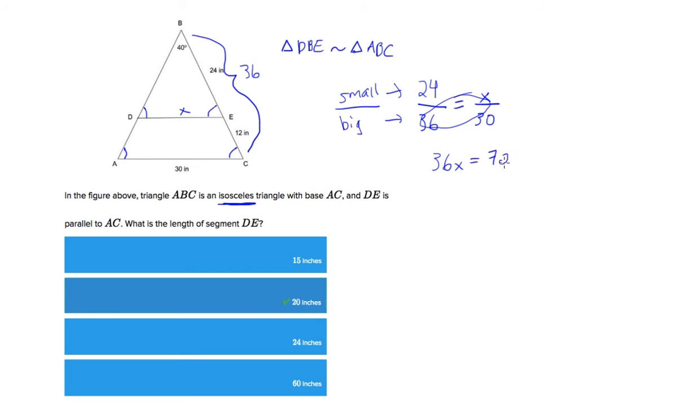equals 720. Cross multiply those. You could also do some canceling here if you'd like, but divide by 36, and x, that missing piece, comes out to 20.